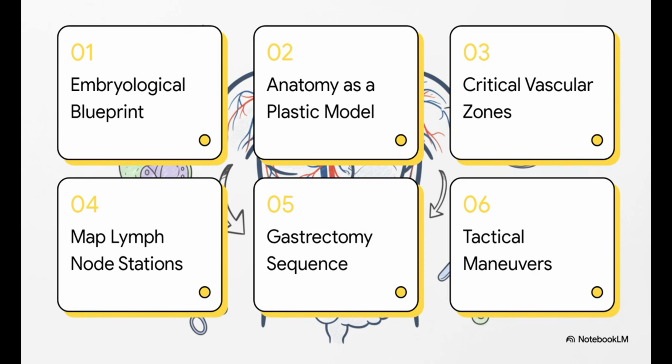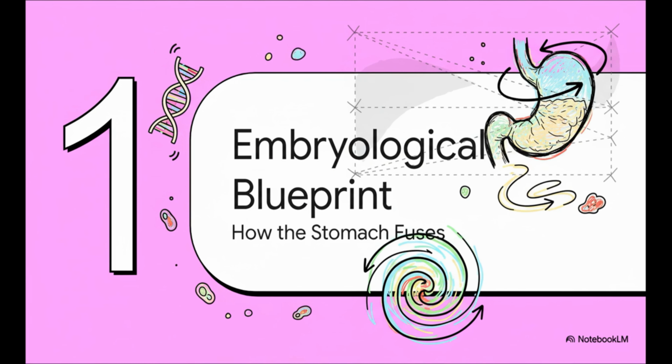So here's the game plan. We'll quickly trace that embryological blueprint. Then we'll build the anatomy layer by layer, kind of like a model. From there, we'll pinpoint the critical vascular zones, map out the lymph node stations that go with them, and then finally, we'll walk through the logical sequence and the tactical maneuvers of the procedure itself.